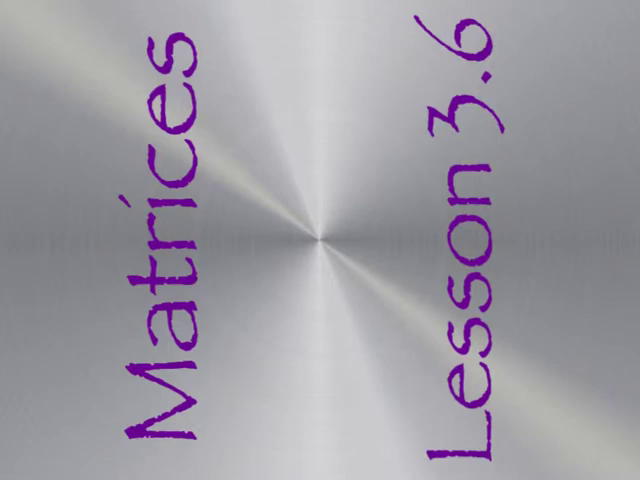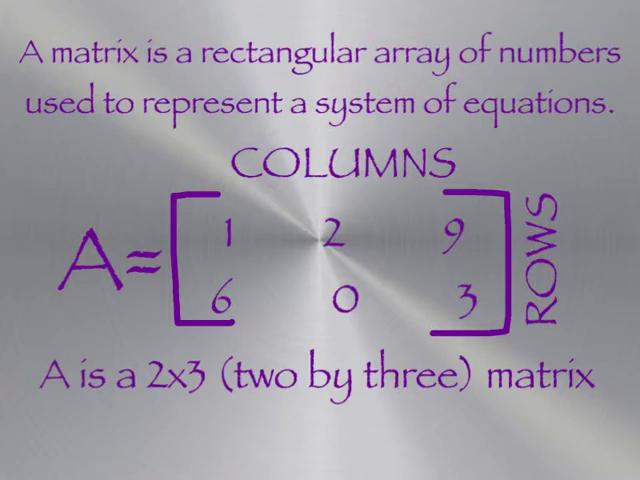Now let's talk a little about matrices, lesson 3.6. So this here is an example of a matrix. A matrix is a rectangular group of numbers used to represent a system of equations. So this particular matrix would represent two equations. Now, we name a matrix by the number of rows and the number of columns. So this one has 2 rows and 3 columns. So we call this a 2 by 3 matrix.